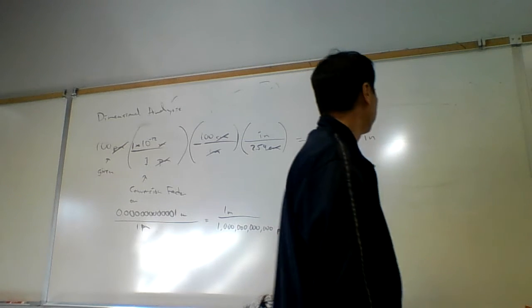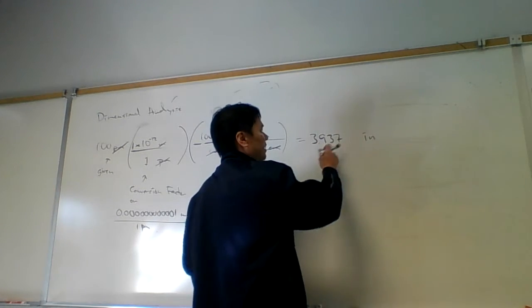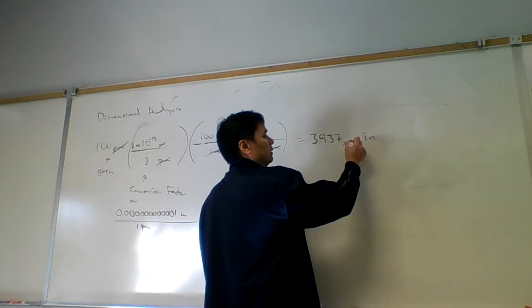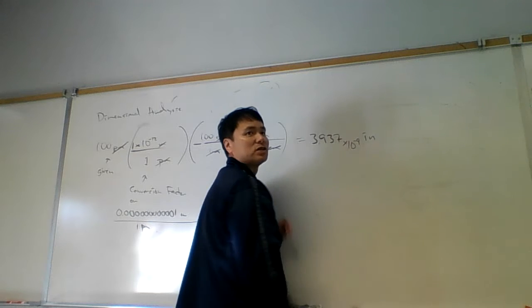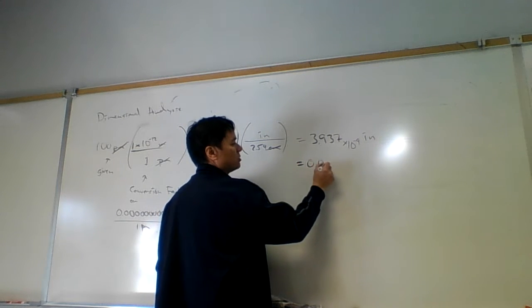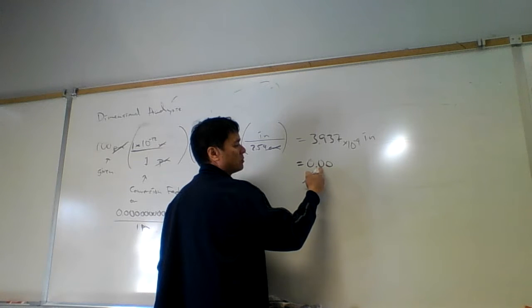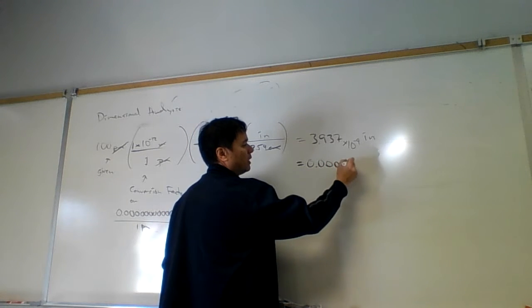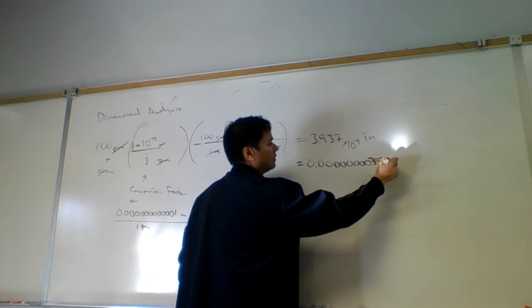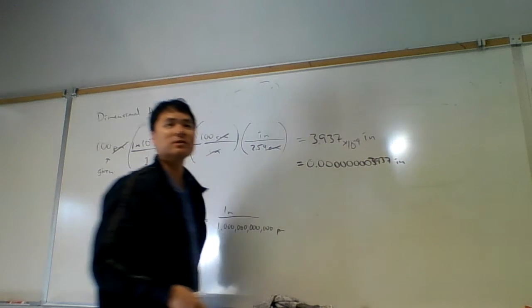What am I missing? It's 3.937 times 10 to the negative 9 inches. In other words, if that's 10 to the negative 9, I need 8 zeros after the decimal: 1, 2, 3, 4, 5, 6, 7, 8, and then 3.937 inches. That's how big it is in inches.